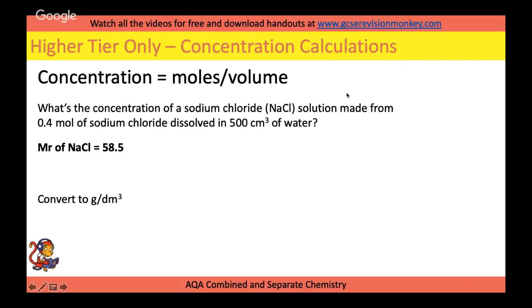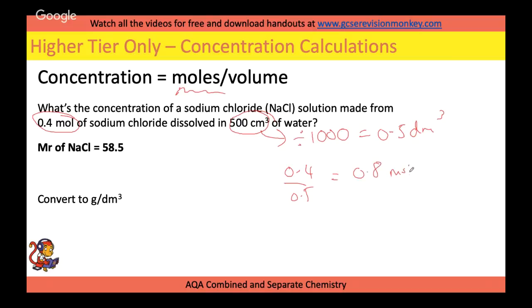Moving on then, same as before, but this time you also have the equation concentration equals moles over volume. So this question says, what's the concentration of sodium chloride solution made from 0.4 moles of sodium chloride dissolved in 500 centimetres cubed of water? You need to divide by 1,000. This will be your first mark to give you 0.5 decimetres cubed. So then moles over volume would give you 0.4 over 0.5, which is 0.8 moles per decimetre cubed.